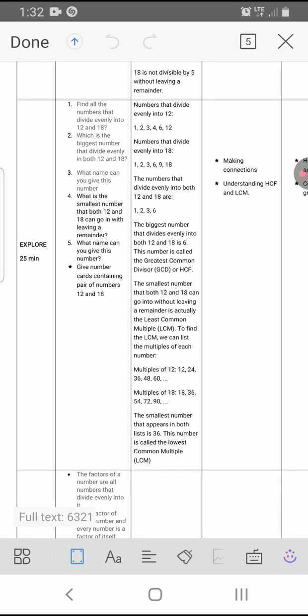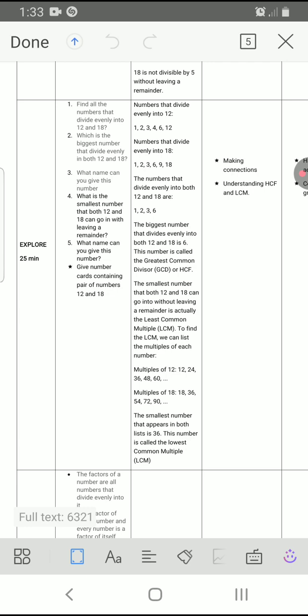At the exploration stage, we have given 5 guiding questions. We have asked our children to find all the numbers that can divide 12 and 18. Guiding question number 2, which is the biggest number that can divide evenly into 12 and 18? Guiding question number 3, what name can you give this number?